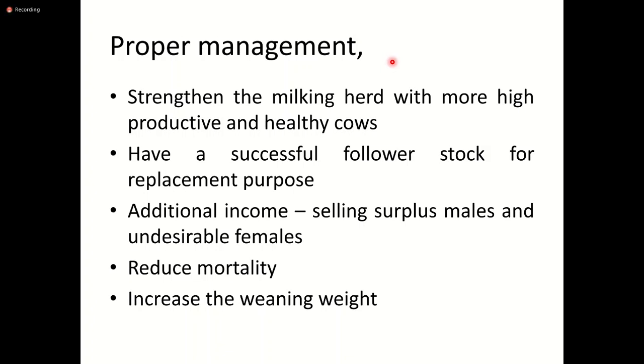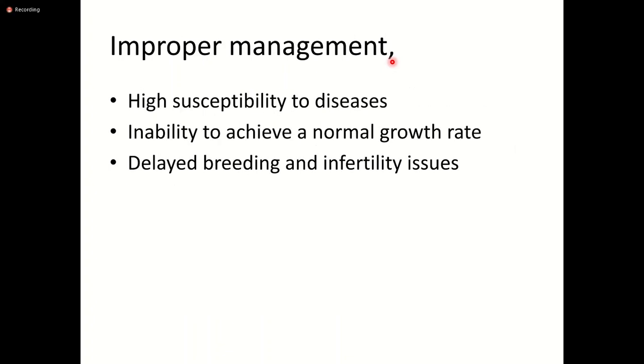Performances of the replacement stock, right? So then what happens if we manage them in a proper way?